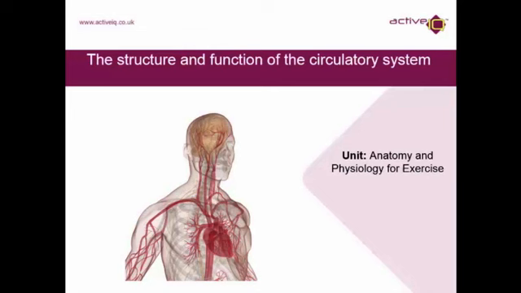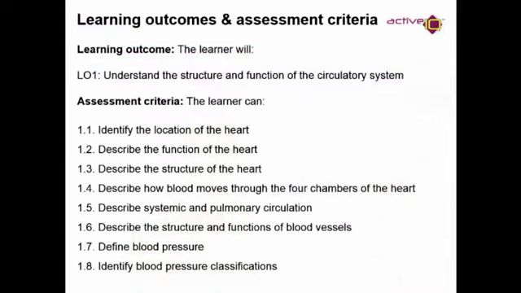Hello and welcome to lesson number 5, Anatomy and Physiology for Exercise at level 2. What we're looking at today is the structure and function of the circulatory system. So it's the heart and the blood vessels, and what the heart and the blood vessels do in the body and what their function is, okay? And we're going to be able to understand that in a lot more depth.